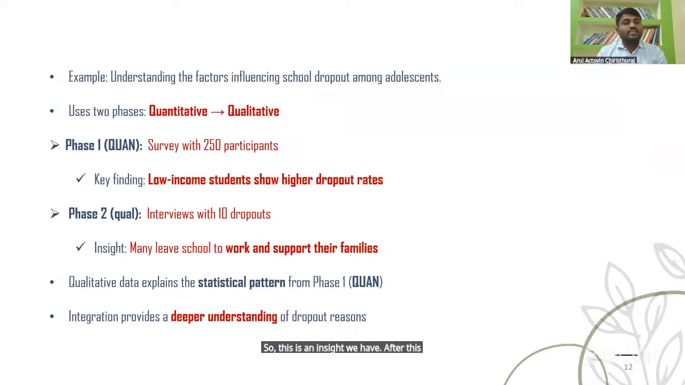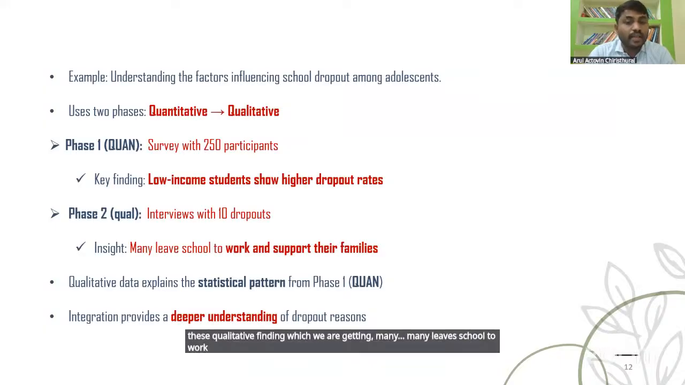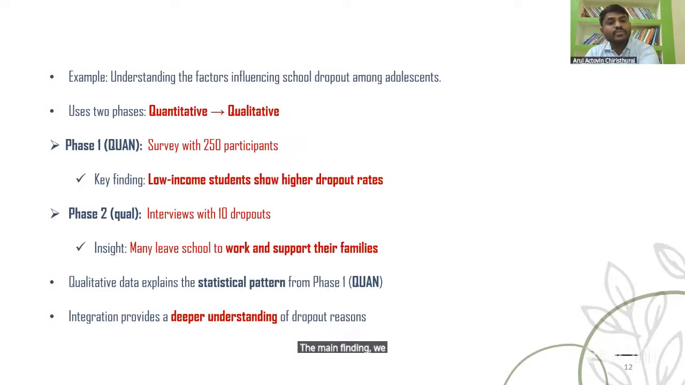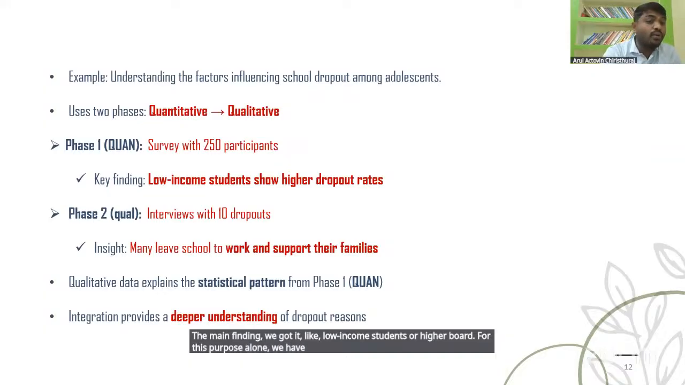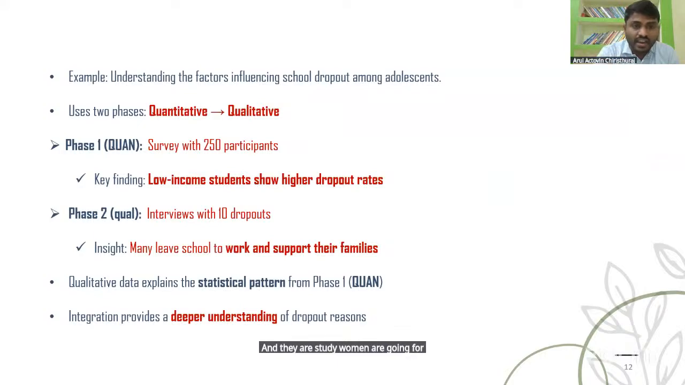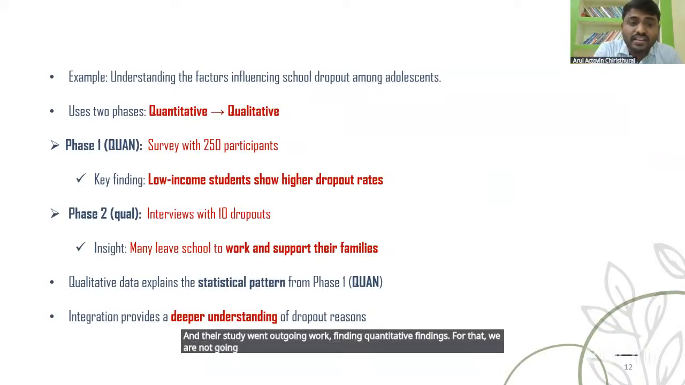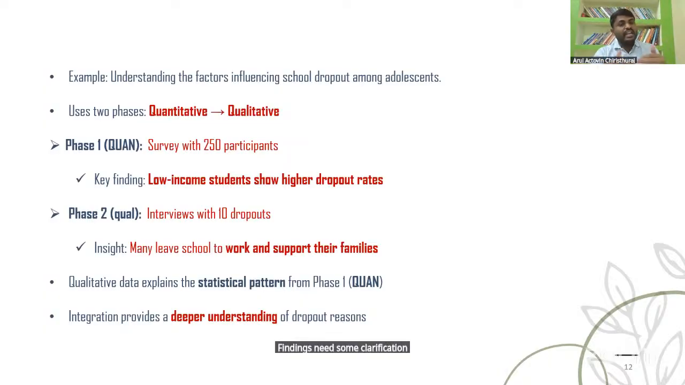After this qualitative finding, we got that many leave school to work and support their families. See here, the main finding is low income students, so higher dropout. For this purpose alone we are conducting qualitative research. We are not going for the entire study, and we are not going for quantitative findings. Certain findings need some clarification, and for that alone we can develop a qualitative data collection.